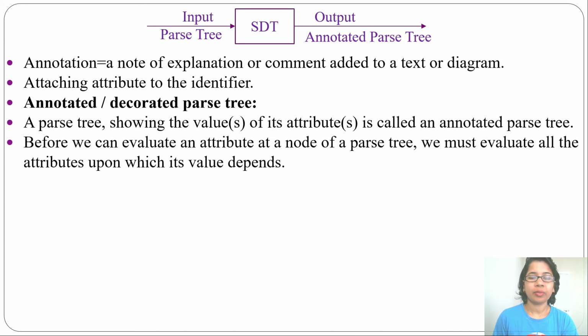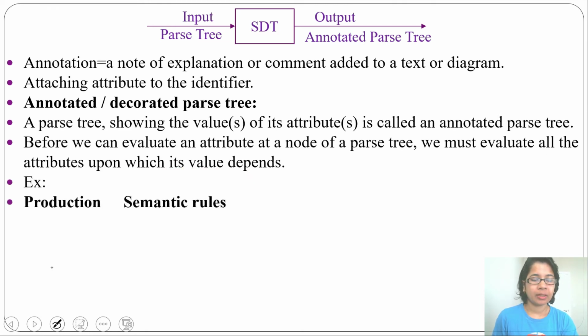Understand carefully. Before we can evaluate an attribute at a node of a parse tree, we must evaluate all the attributes upon which its value depends. It may depend on its child or its parent or sibling. So before evaluating a node, we must evaluate what it depends on. Let's see one example. There are some productions with semantic rule. Some production plus semantic rule, that will be STT. E derives E plus E.